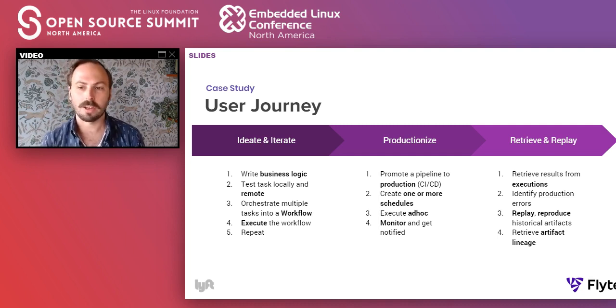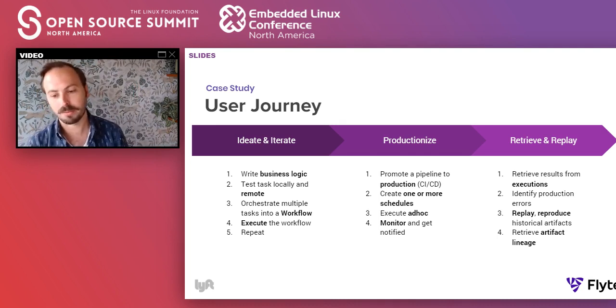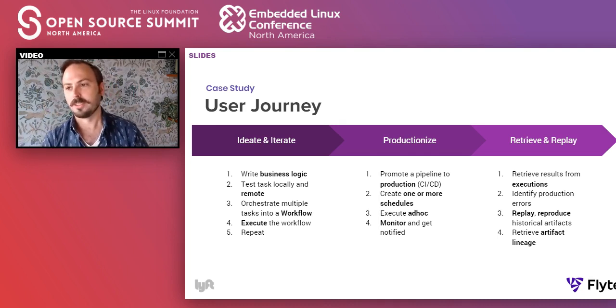And then there's the final phase, retrieve and replay. Obviously, things eventually go wrong. Models drift, bugs come in. Systems themselves evolve, maybe the features you're ingesting change. And you want to be able to quickly go back to that ideate and iterate phase to repair things. So it becomes very important to be able to retrieve your artifact lineage and have these reproducible environments where you can isolate the error and ideate and iterate on it very quickly to repair and go back into production.